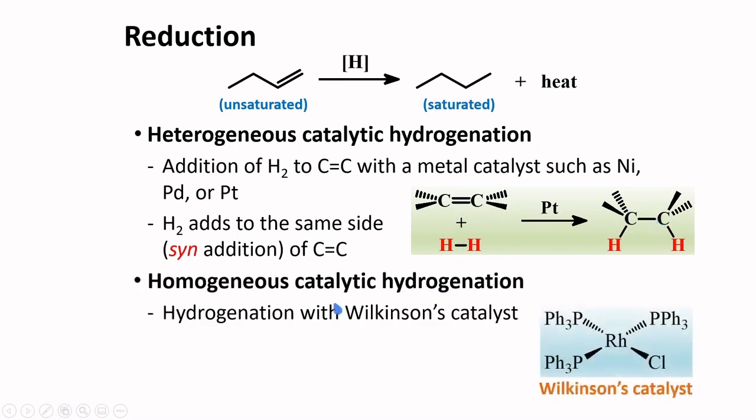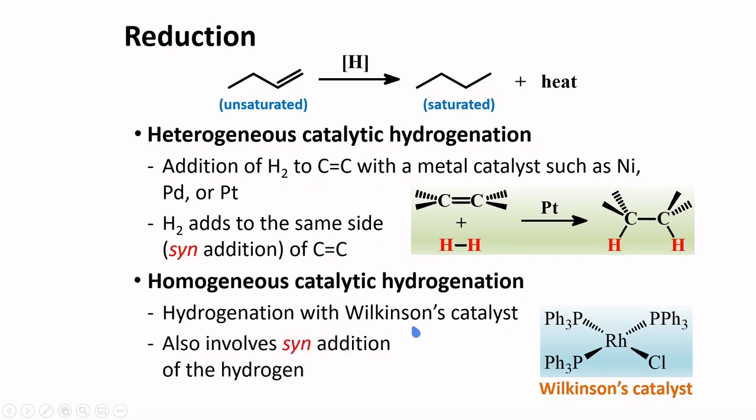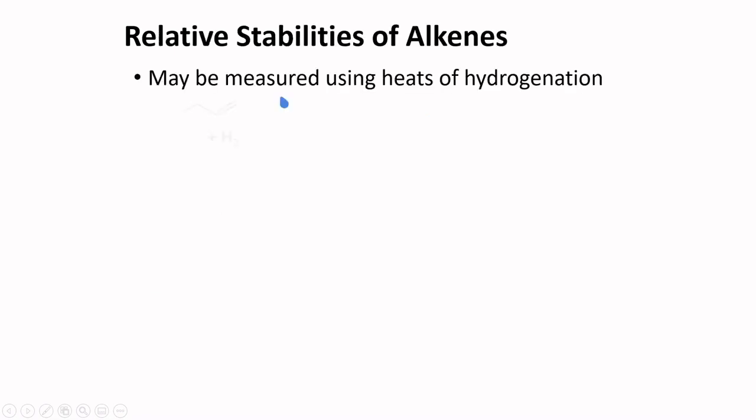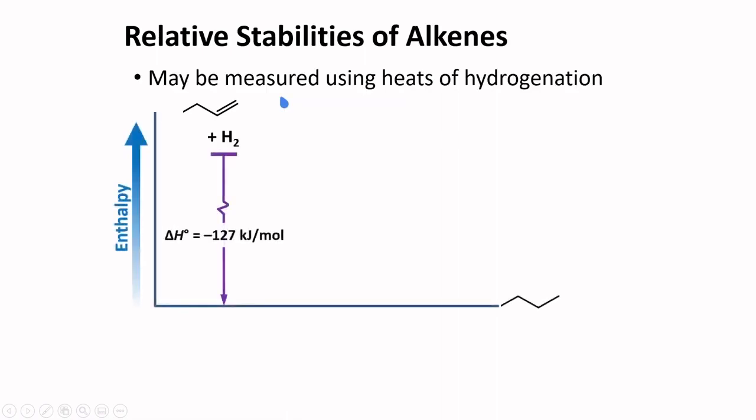We can also have homogeneous catalytic hydrogenation. This is a hydrogenation process using Wilkinson's catalyst. It also involves syn addition of the hydrogen. As mentioned earlier, heat is released in a hydrogenation reaction, and this can be measured. The hydrogenation of 1-butene will give a delta H of negative 127 kilojoules per mole to form butane.